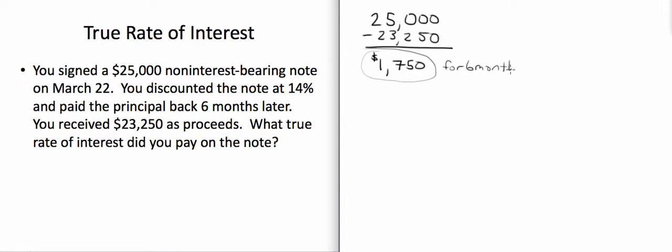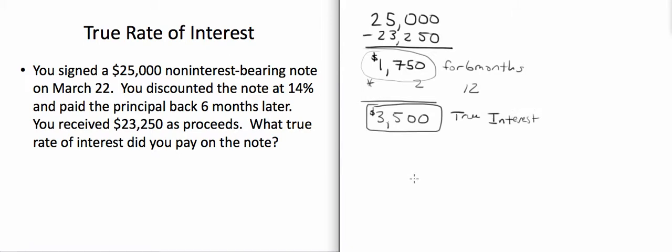Now when we find interest or true rates of interest, we got to find it for 12 months. So that means to get from 6 to 12, we're going to times that by 2, which means we times this by 2 as well, which gives us an answer of $3,500. All right, so this is the amount of true, they call it the true bank discount or true interest. So the amount of true interest.